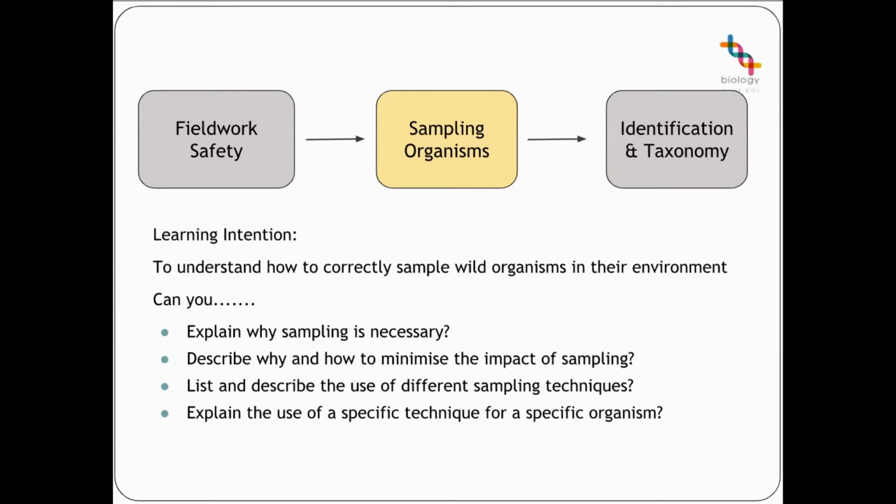We will then move on to look at how you may use what you've collected and how you might identify those particular organisms. So for today, we would need you to understand how you can correctly sample wild organisms in their environment. So you need to be able to explain why sampling is necessary, describe why and how to minimise the impact of sampling, list and describe the use of different sampling techniques, and explain the use of specific techniques for specific organisms.